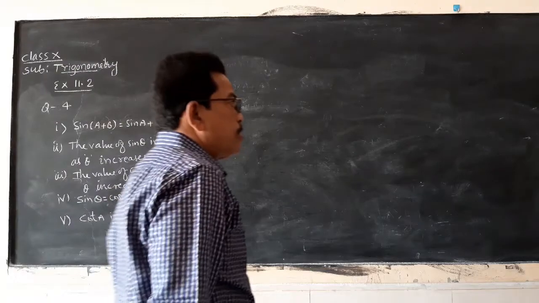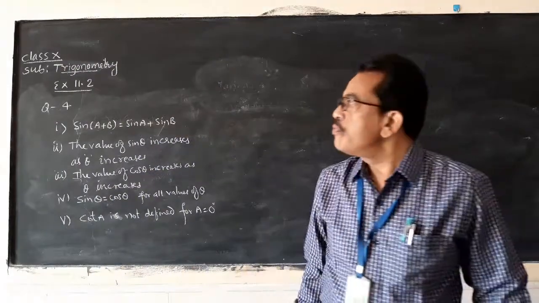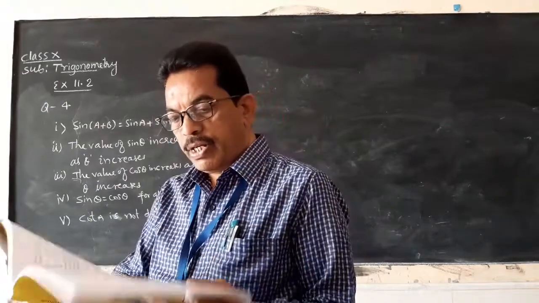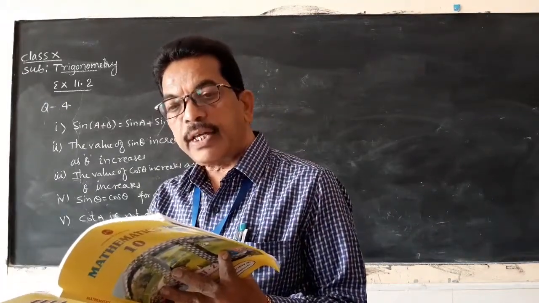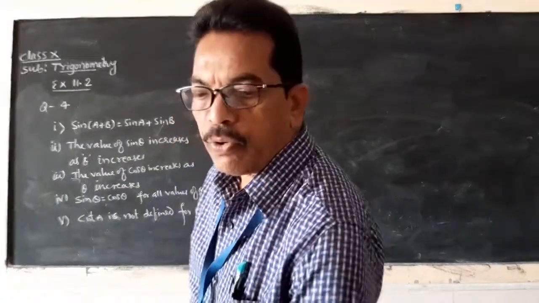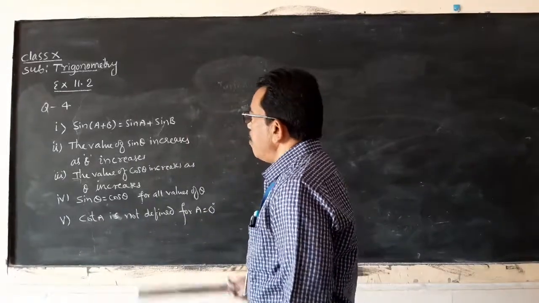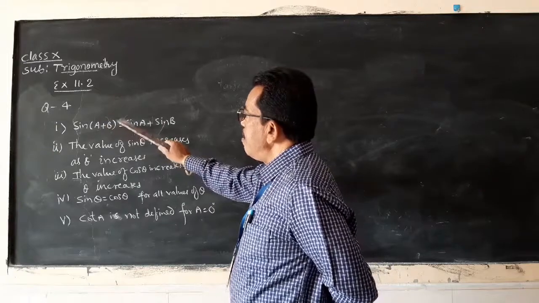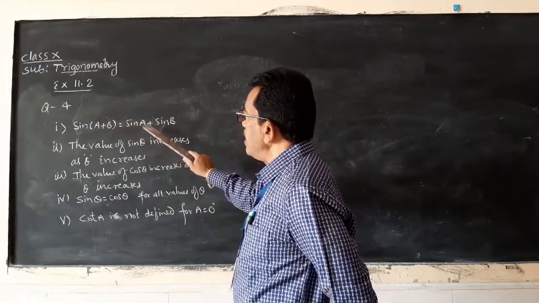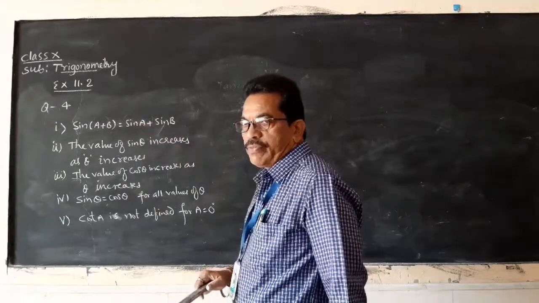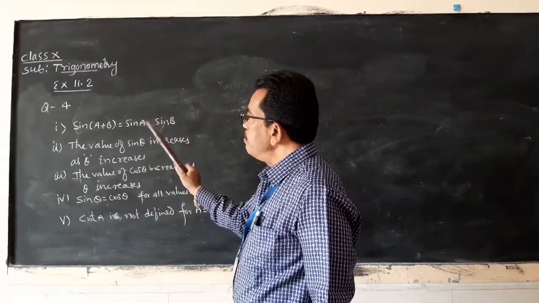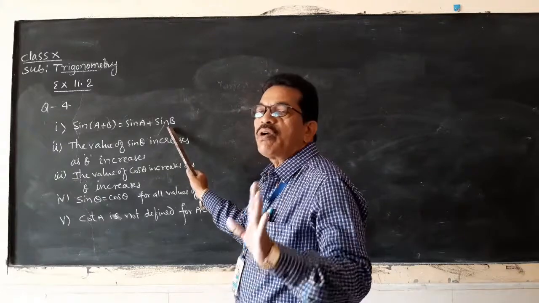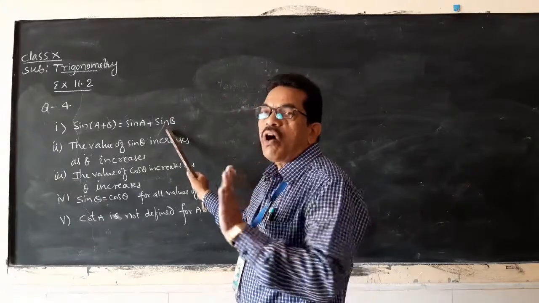Now, question number 4. It seems this one is the last question for this exercise 11.2. Okay. Now, let us read the questions. Sin of a plus b is equal to sin a plus sin b. Simply we have to tell true or false.